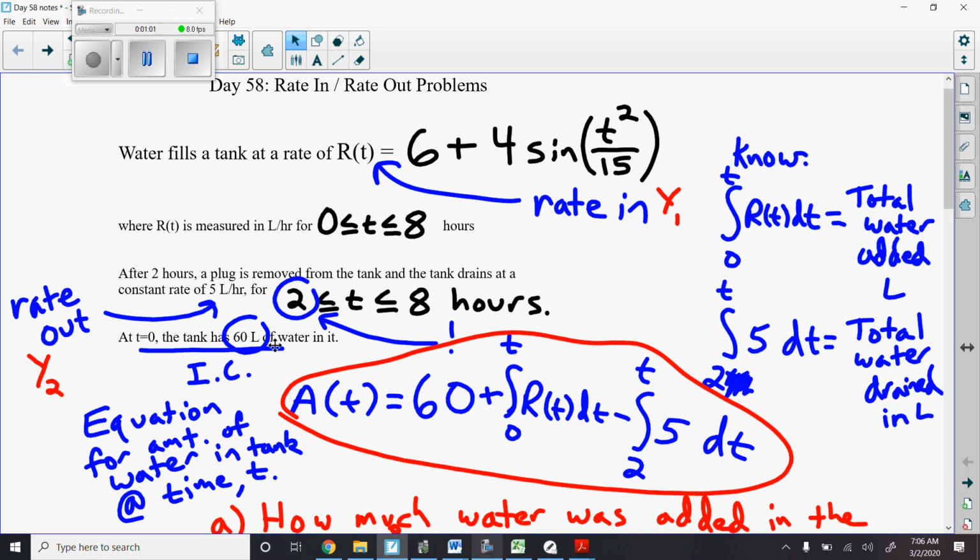We have our initial condition: at t equals 0, the tank has 60 liters of water. And if you remember, we wrote this. It's going to be very important to be able to write an amount in tank equation for any time t. It's 60, our initial condition, plus the integral of the rate in, minus the integral of the rate out. Notice the rate in integral starts at 0 and goes to t. The rate out in this problem happened to start at 2. Sometimes it'll have a different start time for the rate out, sometimes it won't.